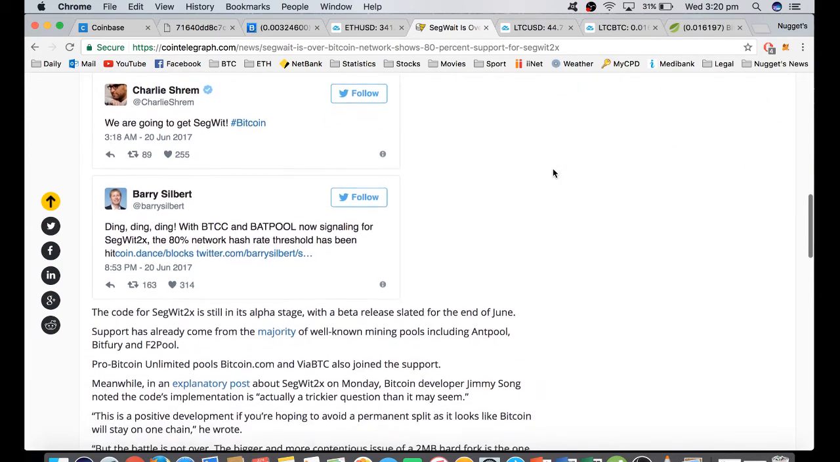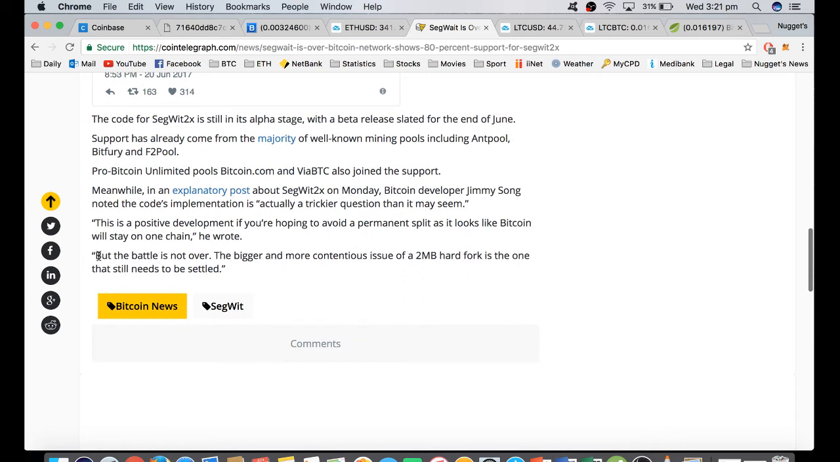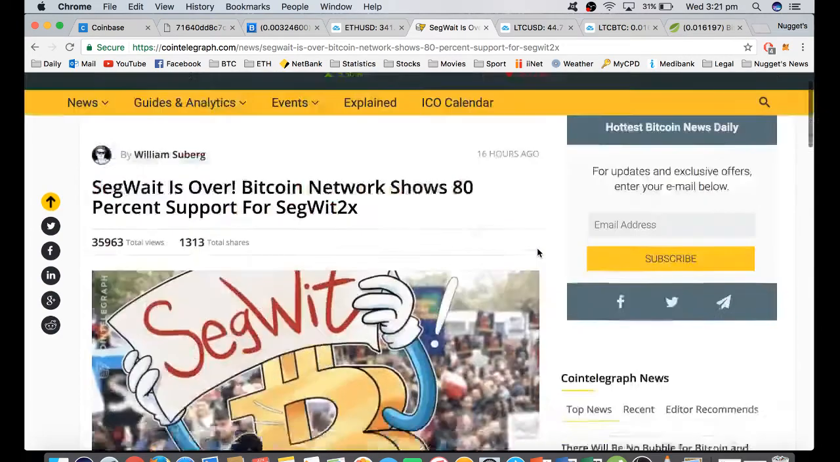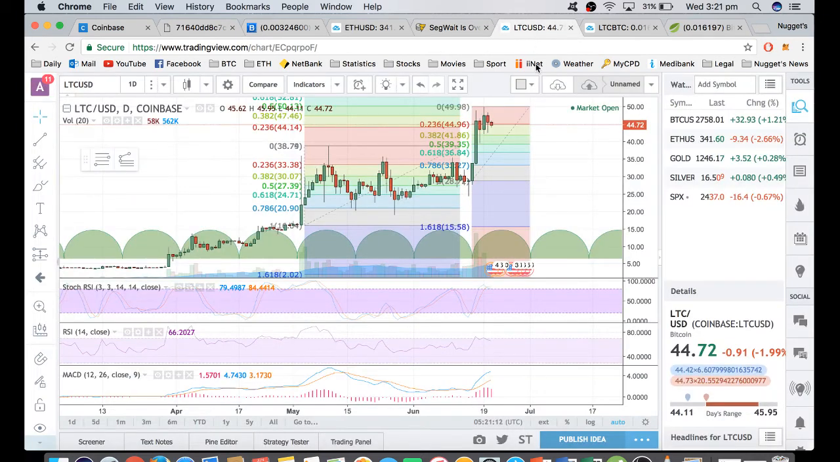So I spoke about how Barry Silbert does like to use his Twitter. He's got lots of followers to sort of push his agendas, and he's been a real big proponent of this. But I think this last sentence here, the battle is far from over. Bigger and more contentious issues lie ahead. But when we get a really big Bitcoin news day like this, it's really negative on all the other altcoins, the smaller coins. So back to the charting here.